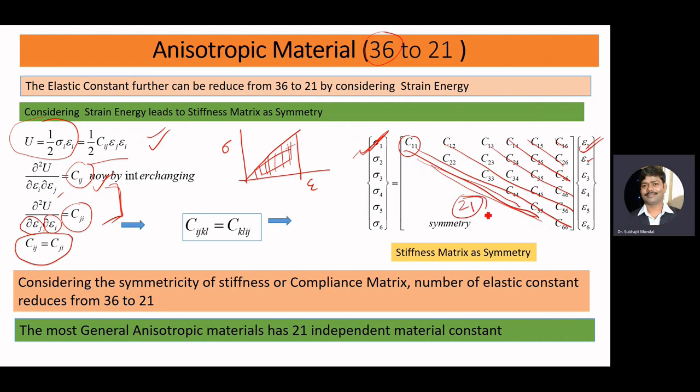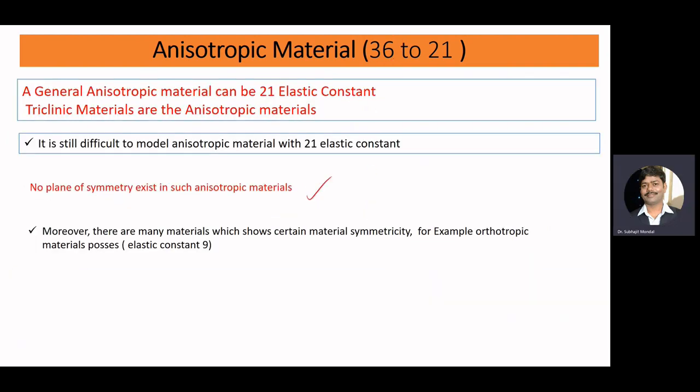Still, this number of elastic constants is too high, and it will be very difficult for us to analyze with 21 elastic constants. Moreover, you can observe that in this material there is no plane of symmetry. Now, there are many materials which show some plane of symmetry. If the material shows one plane of symmetry, we say that material is monoclinic. If the material possesses two planes of symmetry, then we say it is an orthotropic material.